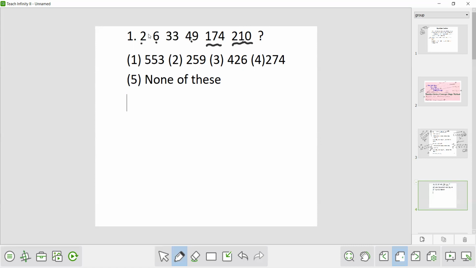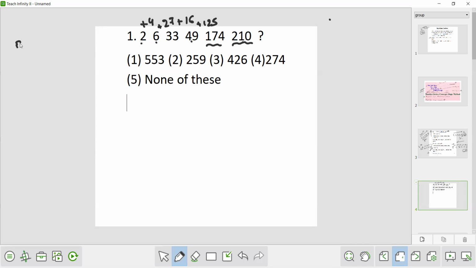Now we look at the series: it is in increasing order, so we come to know that something must be getting added. So now start from the very beginning. How will you reach 6 from 2? You will add 4. How will you reach 33 from 6? You will add 27. Then how to reach 49 from 33? You will add 16. Then how to reach 174 from 49? You will add 125.